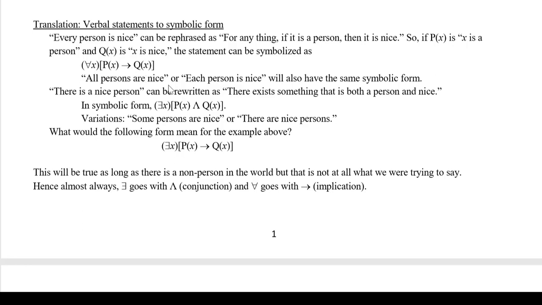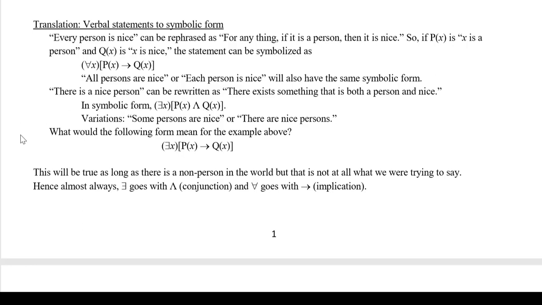"All persons are nice" or "each person is nice" will also have the same symbolic statement. All persons, each person, all represent for all x. "There is a nice person" can be rewritten: there exists something that is both a person and nice. In symbolic form it will be there exists x, P of x and Q of x.